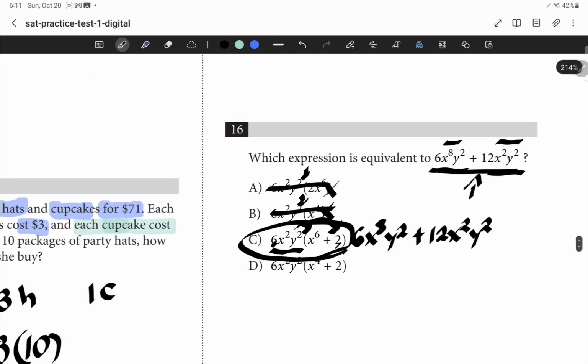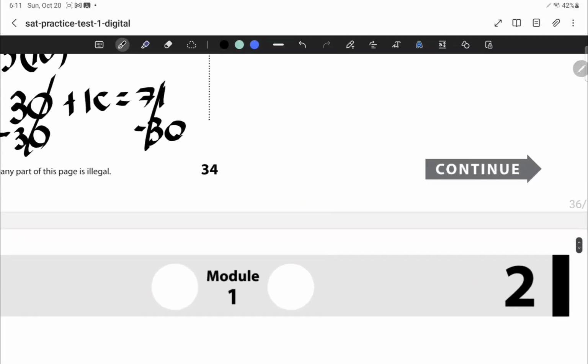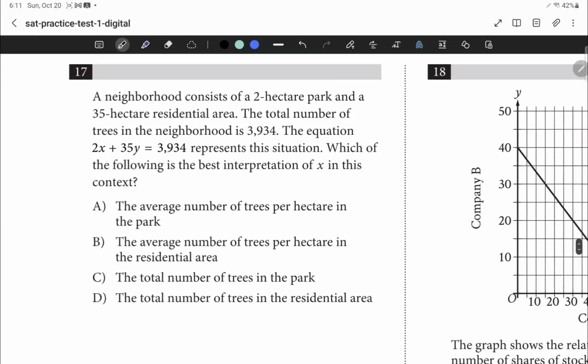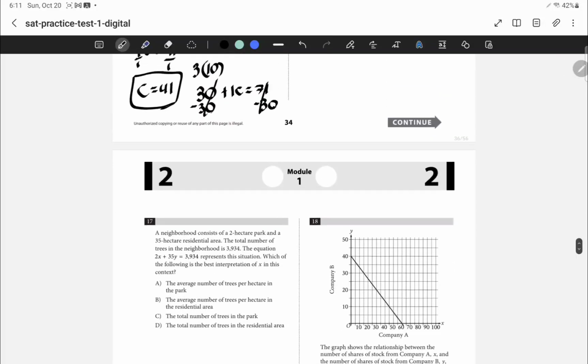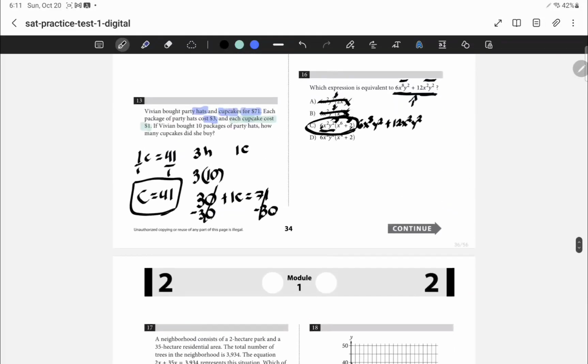Okay, pretty easy. A lot of this stuff is just stuff that you need to remember from Algebra 1 and stuff like that. So far we've done 16 questions. Now I'm going to stop it right there.